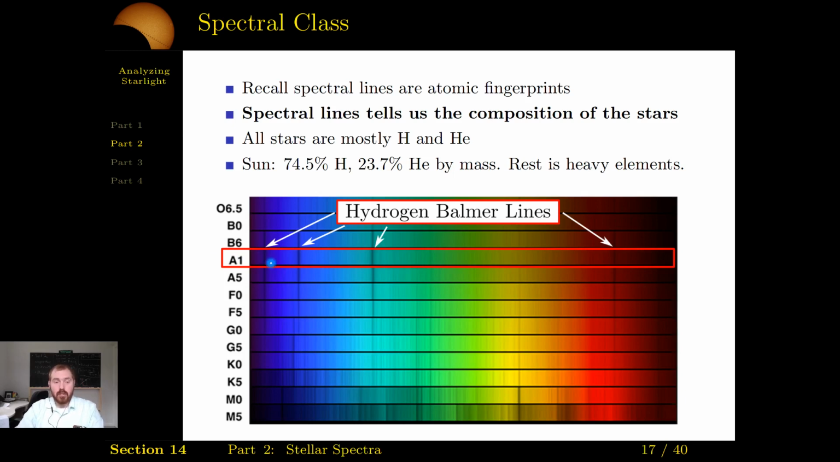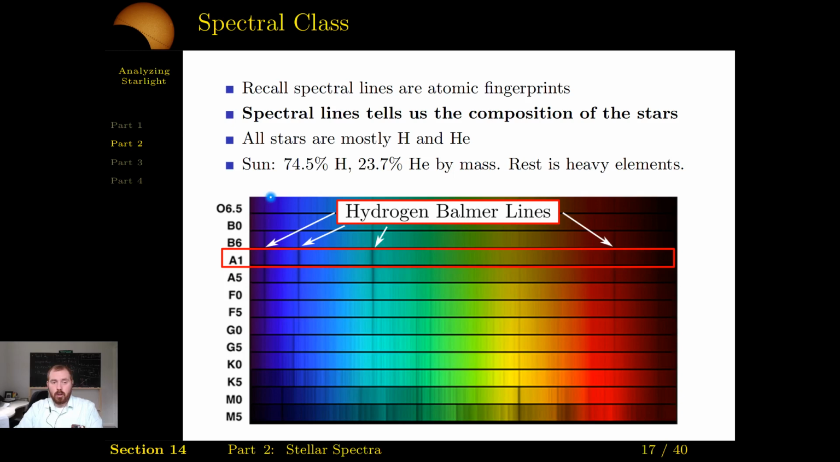Look at this A1 star. You see this line here? Big line, big line, big line. These are what are called the hydrogen Balmer lines, first mathematically predicted all the way back in 1885. The idea is that an excited hydrogen atom will radiate these 4 lines predominantly. So if you see these 4 lines, you know you have hydrogen.